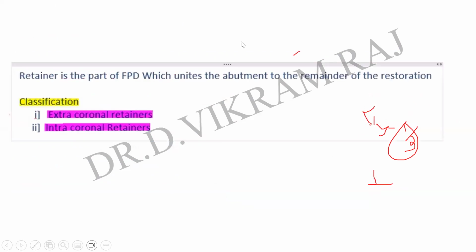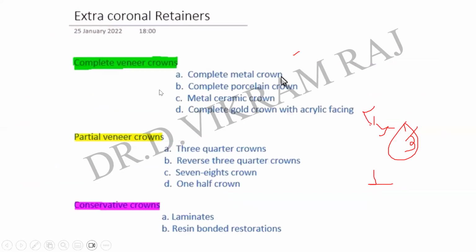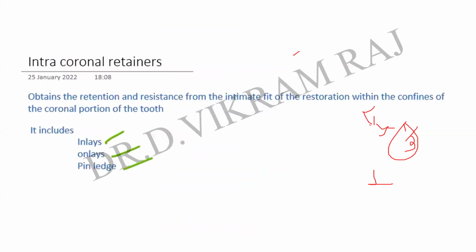Retainer is a part of FPD which unites the abutment with the remaining of the restoration, which can be extracoronal or intracoronal retainers. The extracoronal retainers are going to be complete veneer crowns, partial veneer crowns, or conservative crowns. Complete veneer crowns are complete metal crown, complete porcelain, metal ceramic or gold crowns. Partial veneer crowns are 7/8, 3/4, or 1/2 crowns, and laminates are very frequently used. It is one of the very game changing also. Laminates and resin bonded bridges.